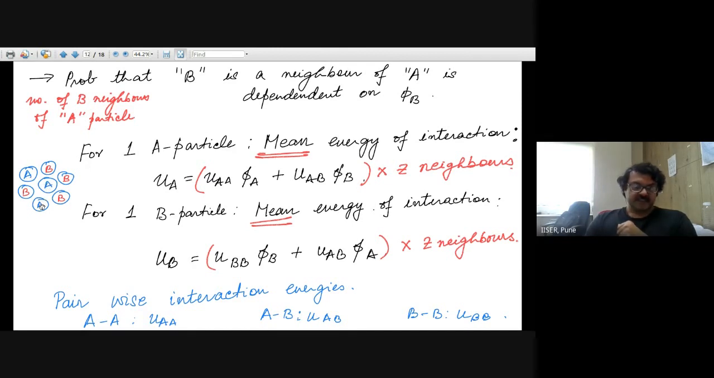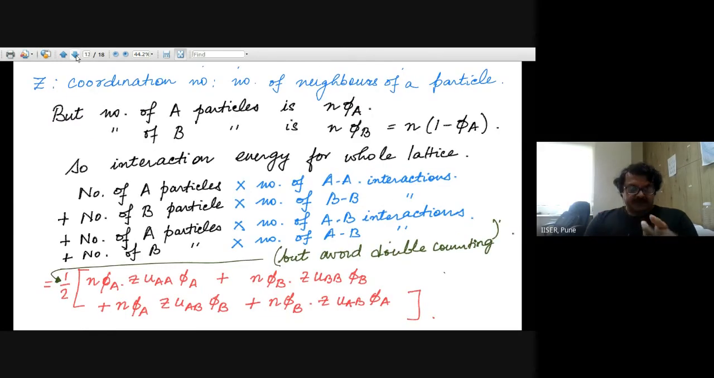Then there will be basically AA interaction here, and 4 BB interactions. So phi A into Z neighbors would exactly give that, and similarly phi B into Z neighbors will exactly give the number of such pairs. And this is the energy of interaction for one particle, one particle surrounded by so many neighbors. Z is equal to 6 in this case, where Z is called the coordination number, or the number of neighbors of a particle.